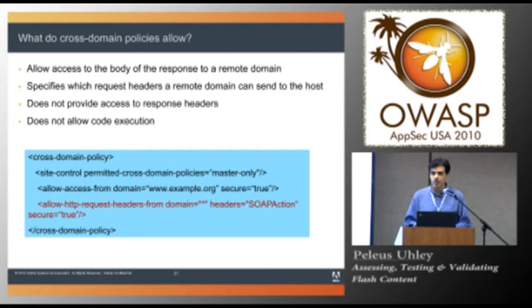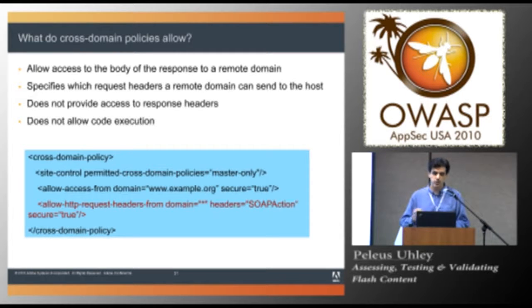A lot of times, people are using it because the Swift on images.example.org wants to be able to talk to the domain www.example.org. So they're using it just for communicating across subdomains, to allow their load-balanced site to communicate across the subdomains. It does not provide access to the headers of the request. It only provides access to the response body, and doesn't allow any sort of code execution.